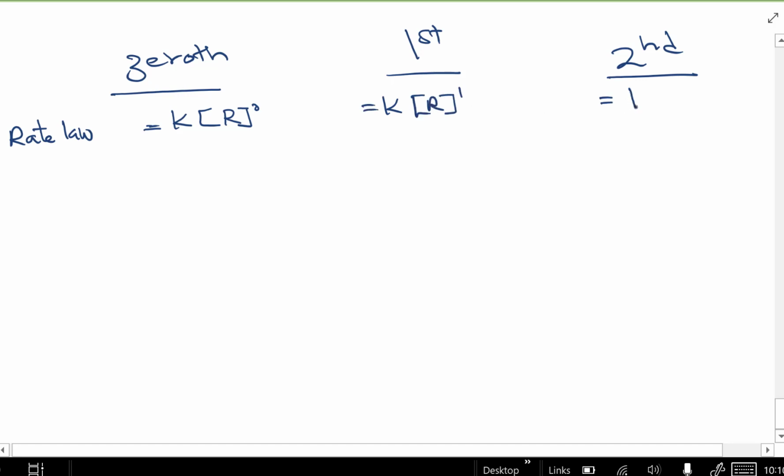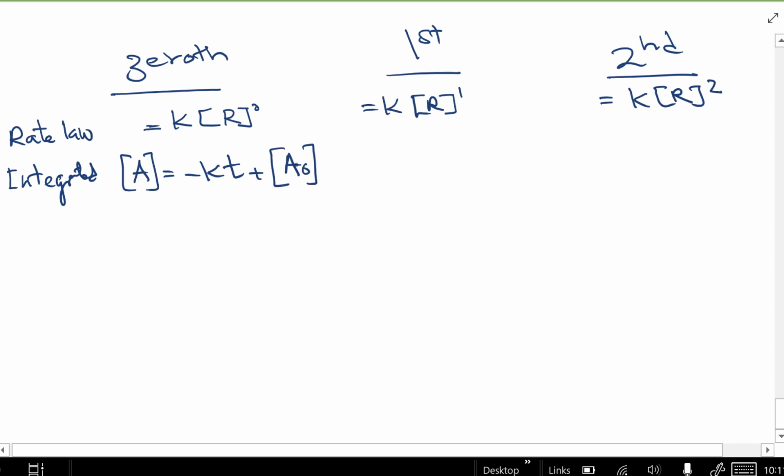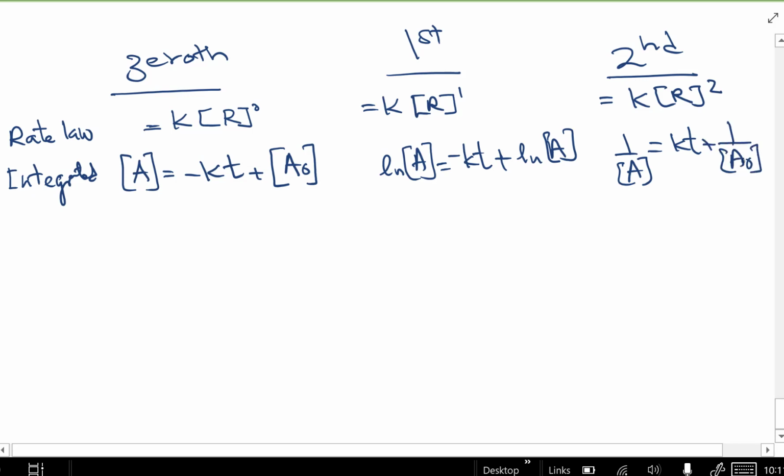So the rate law is k[A] to the 0 for zero order, k[A] to the first for first order, and k[A] squared for second order, right? So that's the rate law. Now the integrated formula is also important, the one with the time. For zero order, [A] equals minus kt, t for the time, plus [A]0. [A]0 is the initial concentration. And first order is ln[A] equals minus kt plus ln[A]0, right? Then the second order, 1 over [A] equals kt plus 1 over [A]0. So that's the time involvement in an integrated formula.